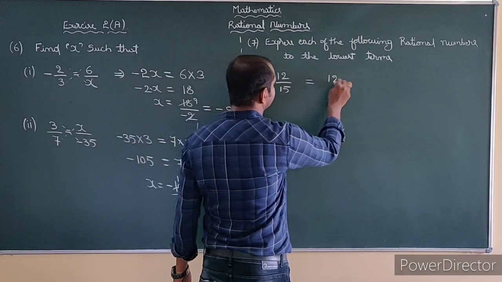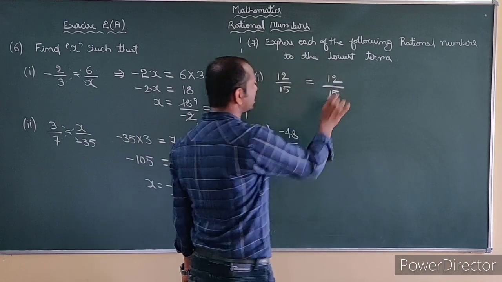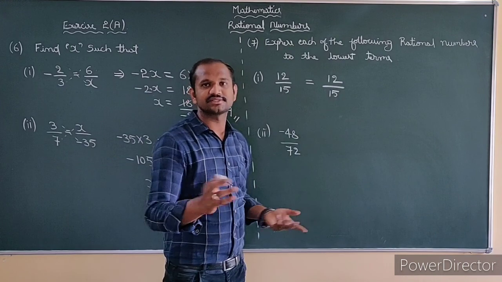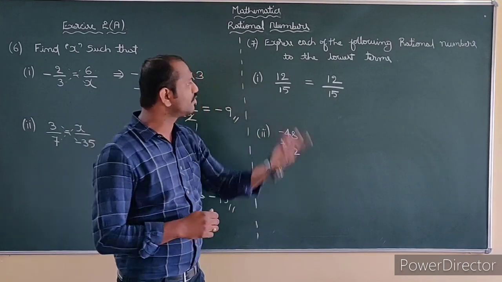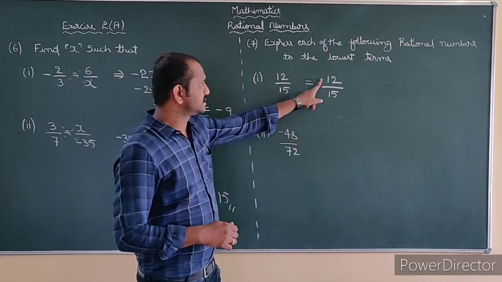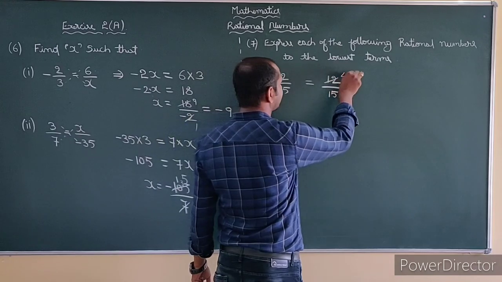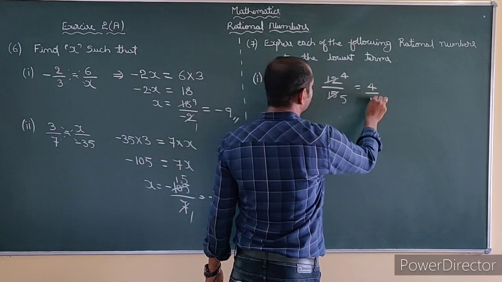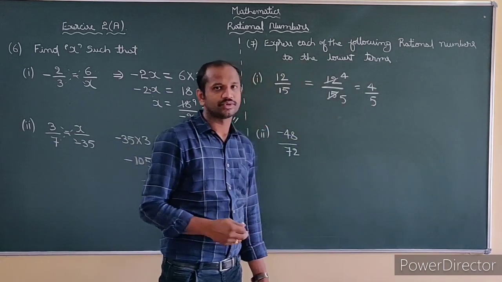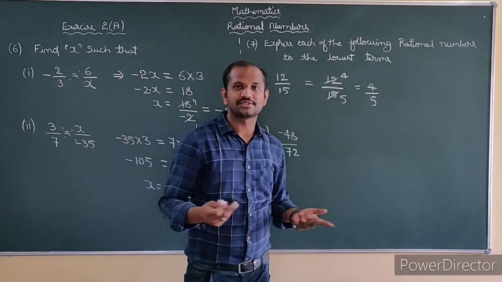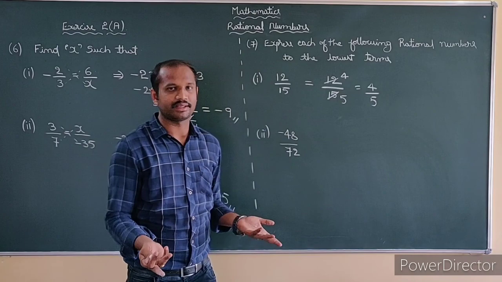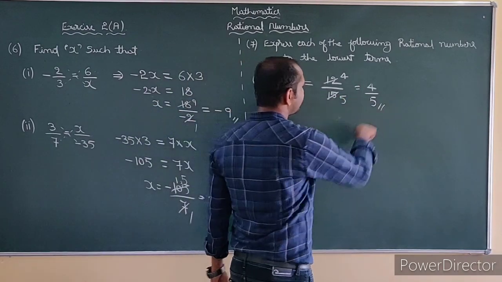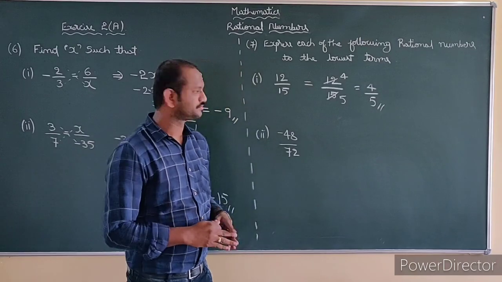12 by 15. In which table does it go? 2 table? No, because here we have 15. It is not divisible by 2. Next we will go for 3. Yes, 3 4s are 12, 3 5s are 15. So we got 4 by 5. Still can we do? No. 4 and 5 are not divisible by the same table. So that is the ultimate. Now 4 by 5 is the lowest rational number.